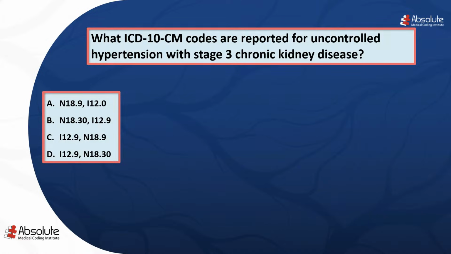Okay, so next warm-up question. What ICD-10-CM codes are reported for uncontrolled hypertension with stage 3 chronic kidney disease? Is it going to be A, N18.9, I12.0; B, N18.30, I12.9; C, I12.9, N18.9; or D, I12.9, N18.30? I'll give you guys about 45 seconds. Good luck.